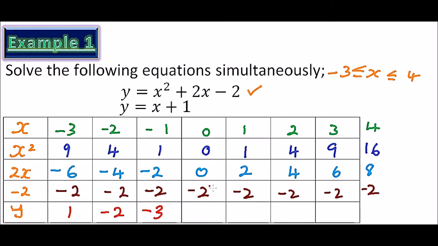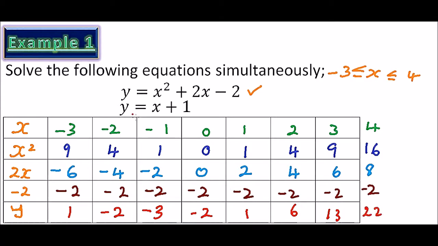0 plus 0 is 0. Minus 2, we get -2. 1 plus 2 is 3. Minus 2 is 1. Then we have 4 plus 4 is 8. 8 minus 2 is 6. 9 plus 6 is 15. 15 minus 2 is 13. 16 minus 8 is 8. 8 minus 16 plus 8 is 24. 24 minus 2 is 22.